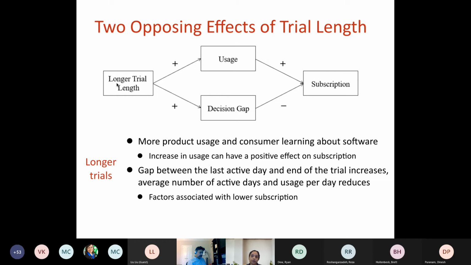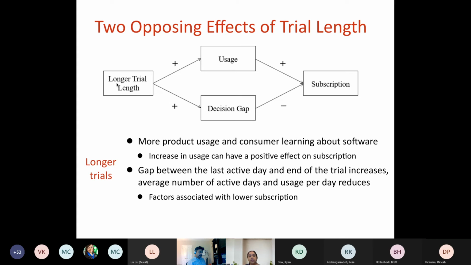On the other hand, we find that when you give longer trial lengths, so that part is all good. The more you give a longer trial, people use it more, and that seems to be associated with higher subscription.